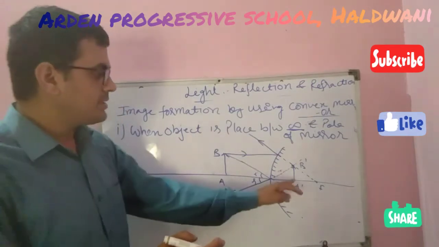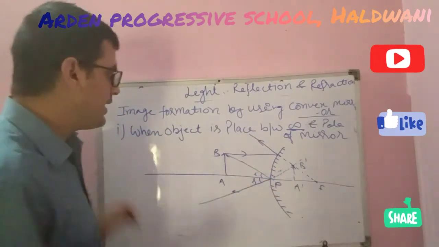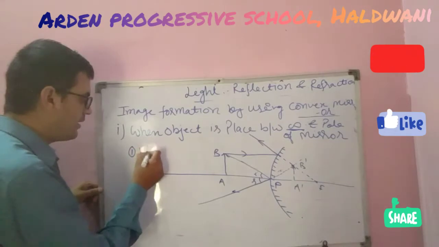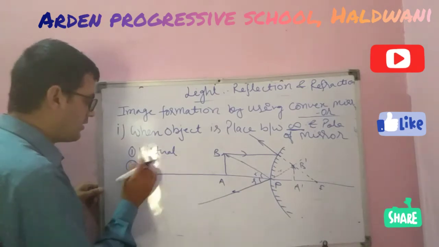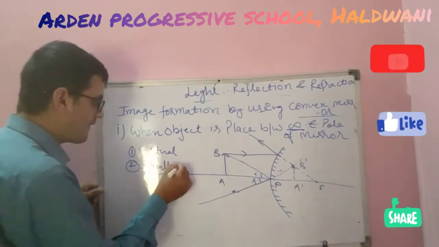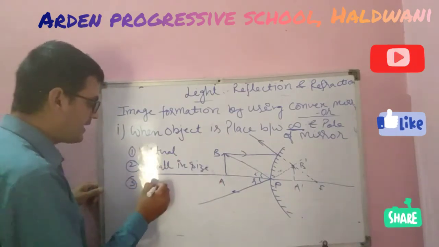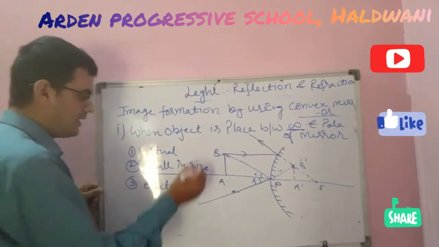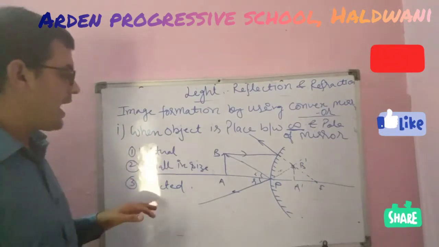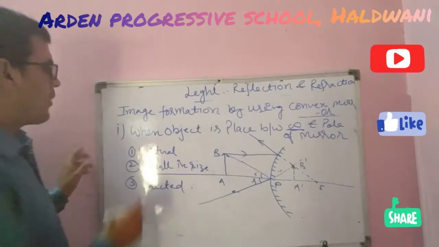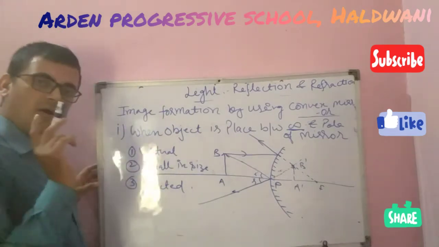So what will be the nature of this image? It will be virtual, second, small in size, and third one is erected. Virtual, small in size and erected. This is the case when the object is placed in between infinity and the pole of the mirror.